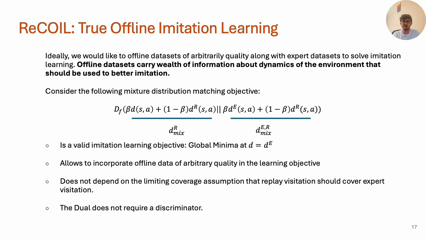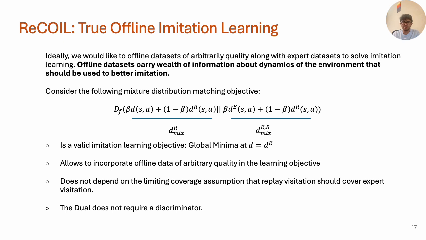A limitation of existing imitation methods is their inability to handle off-policy data. We should be able to handle the more practical situation where we have a large amount of possibly suboptimal data and a few expert demonstrations. This offline dataset is a rich source of information about the dynamics of the environment and should be used to do better imitation learning. Prior methods either create lower bounds to the imitation learning objective or use other ways to leverage offline data. We propose to use the following mixture distribution matching objective.